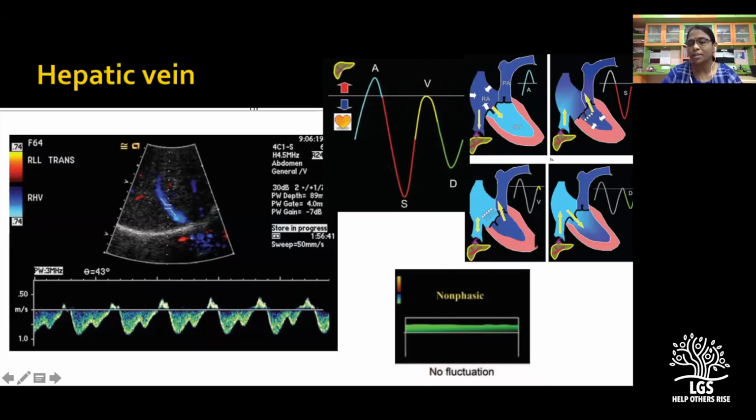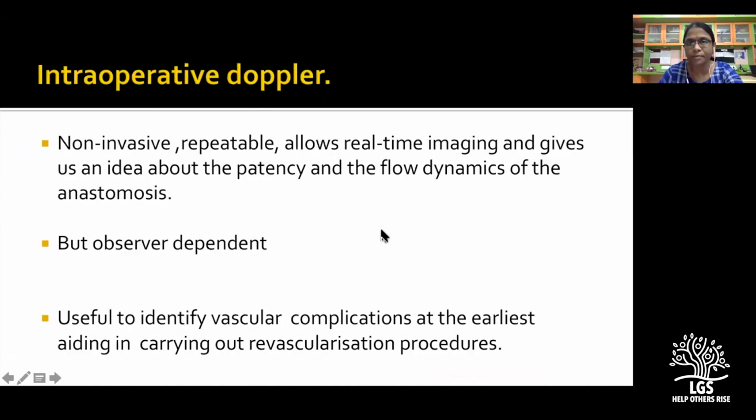And this picture shows the various phases of the cardiac cycle and how the right atrial pressure is transmitted in the hepatic waveform. And whenever we are not able to see this triphasic waveform and there is a complete loss of phasic variation, that is non-phasic, this is called a monophasic waveform with loss of phasicity. This is a worrying picture as far as hepatic vein is considered.